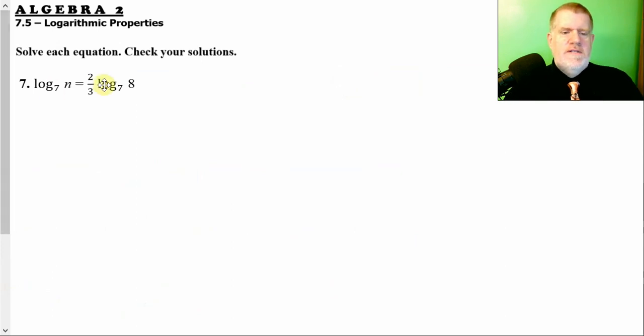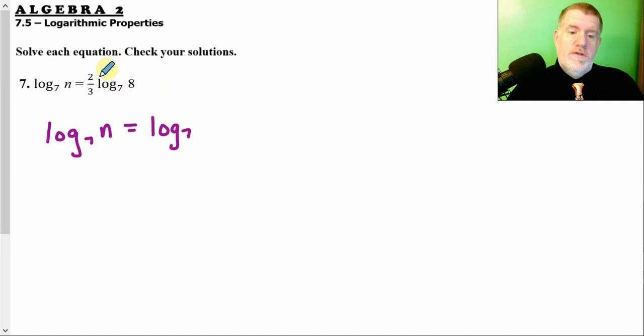Now, it's log base 7 on both sides, which is a clue. That's a key to help us here. So we got a good base, so we're fine. As long as we can set these sides equal to each other, we're good. The problem is we have the 2/3 here out in front. It has to be log base 7 of n equals log base 7 of something. Well, what can I do with that 2/3?